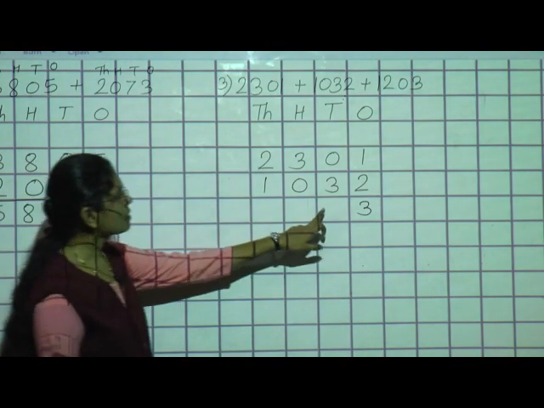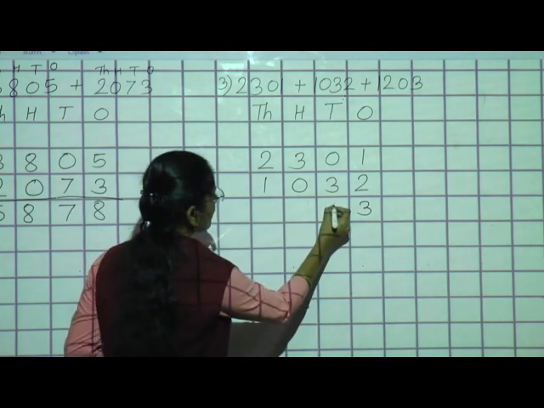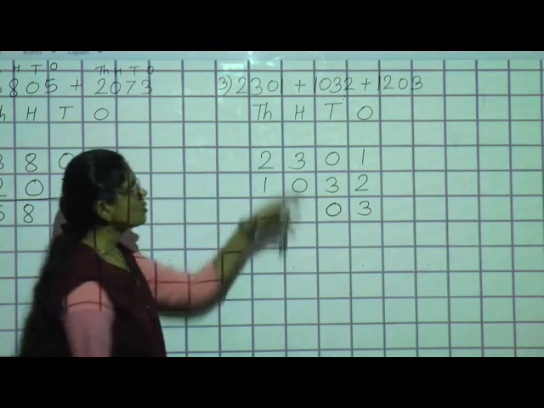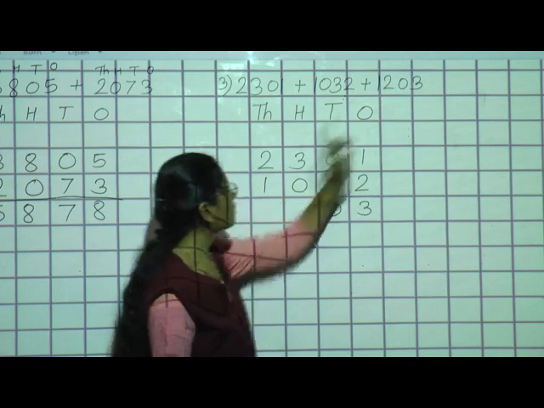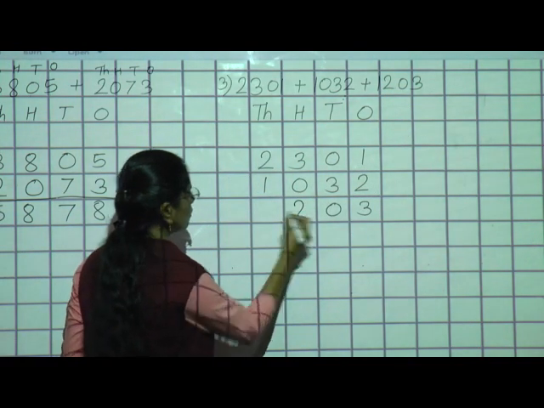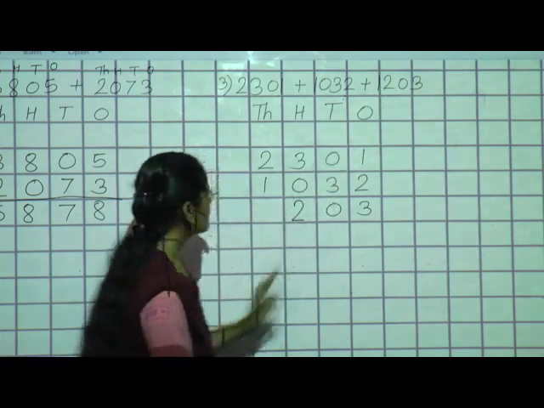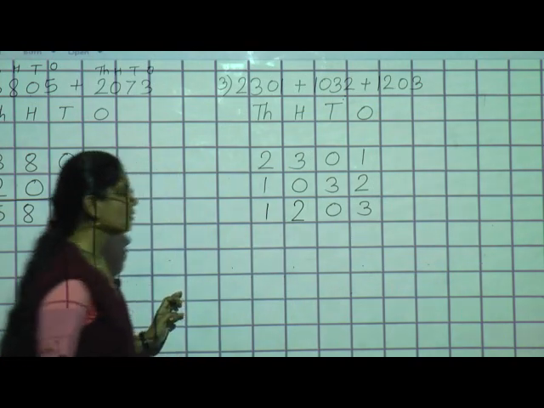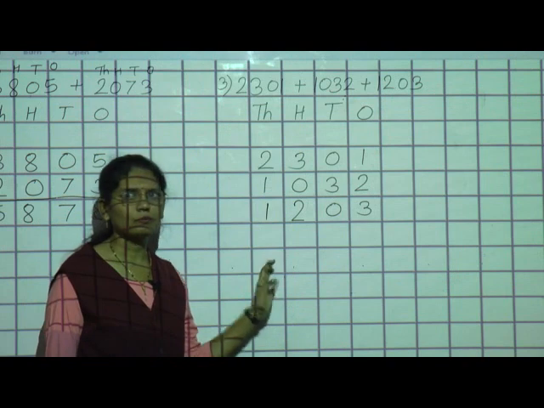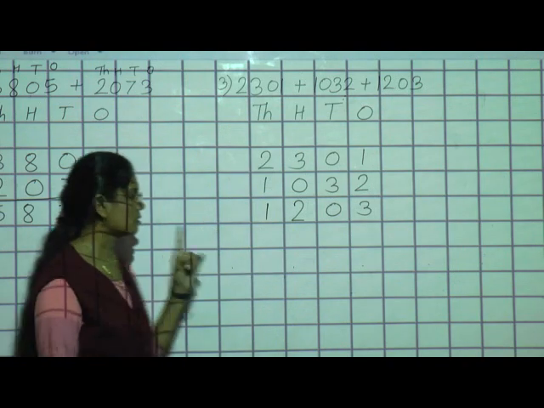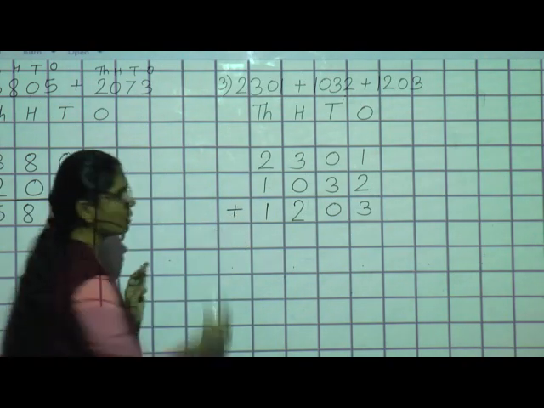At tens place 0 is there, so we will put 0. Now see the hundreds place. At 100 place, here 2 is there, so we will write here 2, and at 1000 place 1 is there, so we will write 1 at 1000 place. Now students, what we have to do here? We have to do addition. So here we should give plus sign.